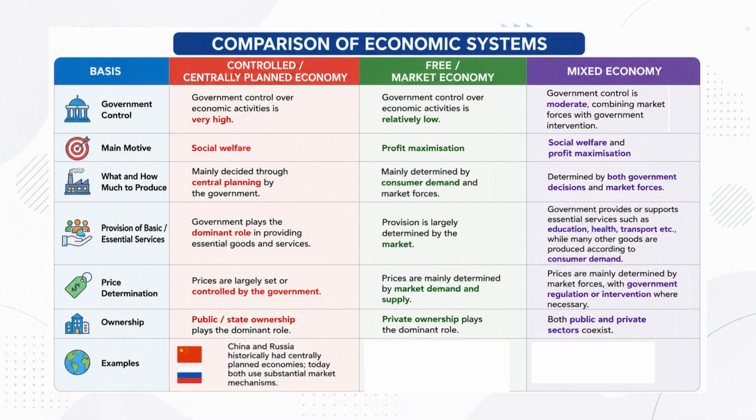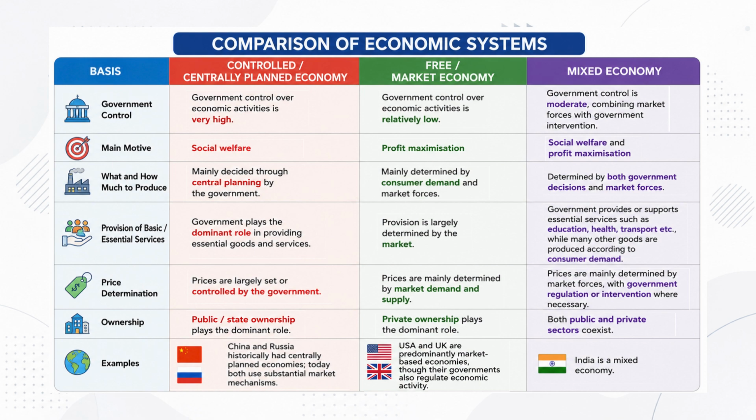China and Russia historically had centrally planned economies, although today both use substantial market mechanisms. The United States and the United Kingdom are predominantly market-based economies, although their governments also regulate economic activity. India is a mixed economy.